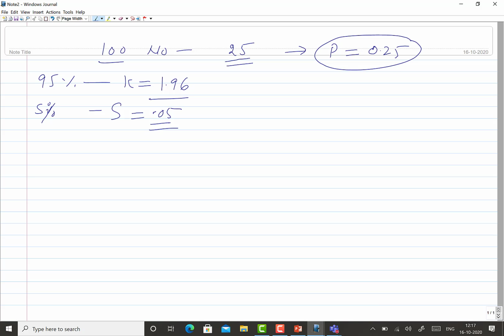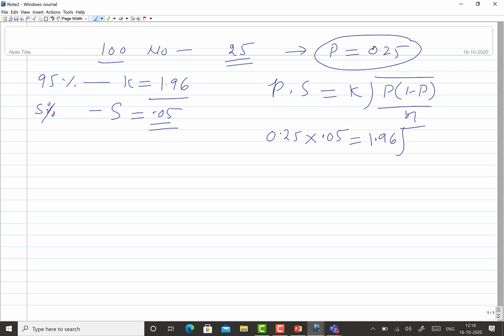Okay, so let us put these things in the equation, p into s equal to k into square root of p into 1 minus p divided by N. Because the number of observations is 100, which is more than 30, we'll use this simple equation. So 0.25 into 0.05, that is s, and 0.25 is the percentage of occurrence of the idleness, and k is 1.96, square root of 0.25 into 1 minus 0.25 divided by N. When we solve this equation, we get the value of N equal to 4610.